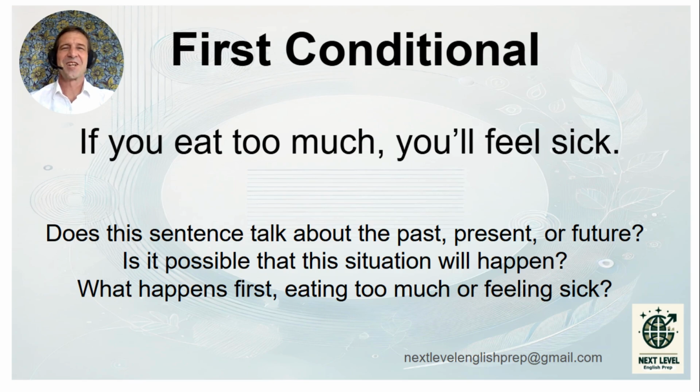Let's talk about this sentence real quick. If you eat too much, you'll feel sick. Does this talk about the past, present, or the future? Well, it talks about the future. Is it possible that this situation will happen? Yes, very possible. And what happens first, the eating too much or feeling sick? Well, eating too much happens first, and then you feel sick. That's great. You have a good understanding of how to use the first conditional tense.